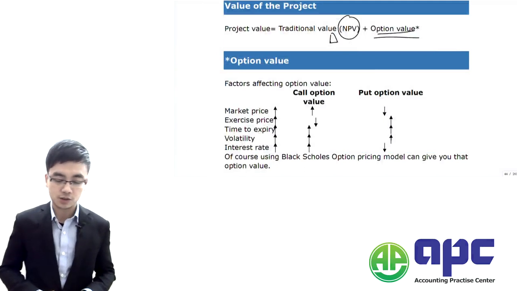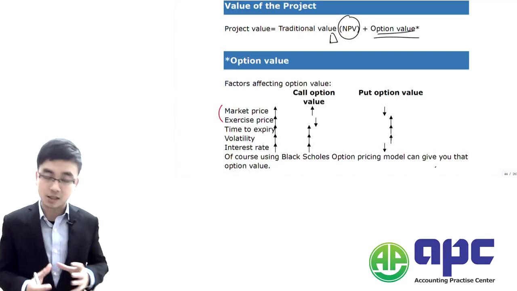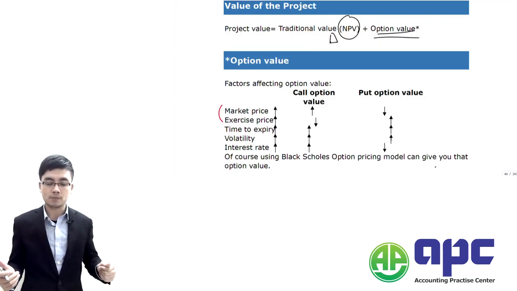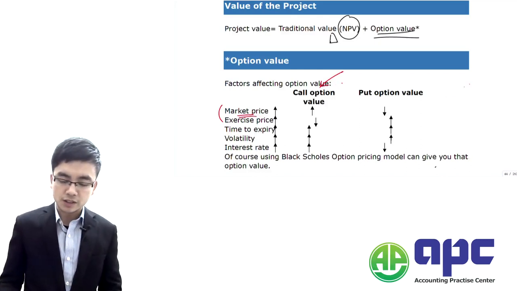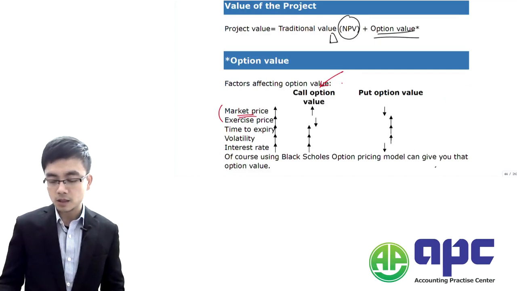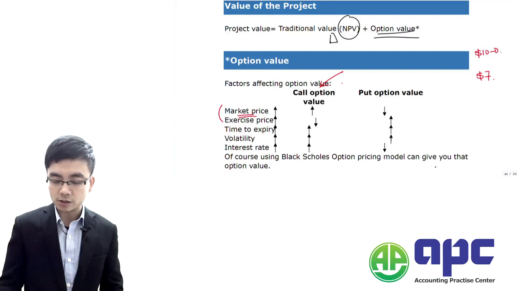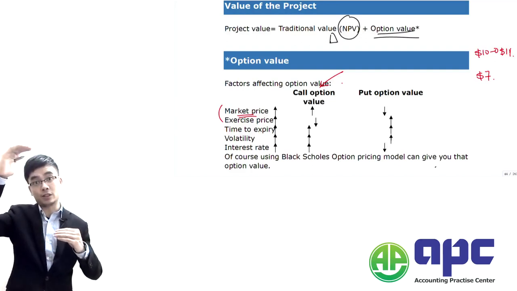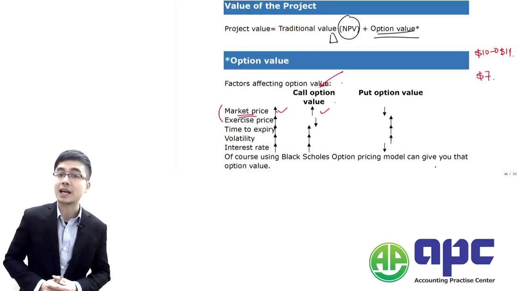As you can see in your note, I'm going to give you the relationship here. The market price versus the exercise price. The exercise price is agreed in the option contract between the writer and the holder. Think about it this way for a call option. If the market price increases, for example, within that agreement you can buy that share at $7, and the market price, instead of $10, has now increased up to $11. That means you can buy at 7 and sell it at 11. You can make $4 of gain. So of course, as the market price increases, there's an increase in the call option value because you can gain more.